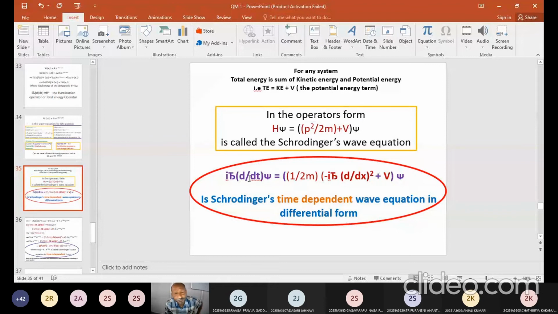Now here what we have is psi. Psi is dependent upon position as well as time. Here our psi was a function of position and time. And the operator i h cap dou by dou t, that is the total energy operator, is also a function of time. That means it is dependent upon time. So whatever expression you see over here has a time aspect into it. Because we have time aspect in it, we call it Schrodinger's time dependent wave equation in differential form. So I added two more words, that is time dependent, into this name.